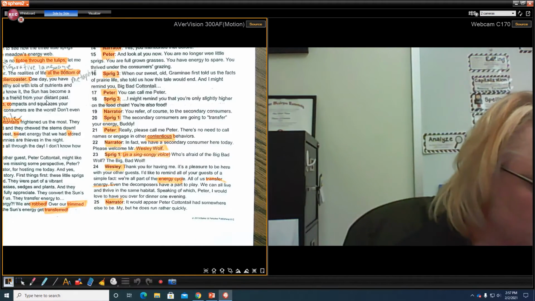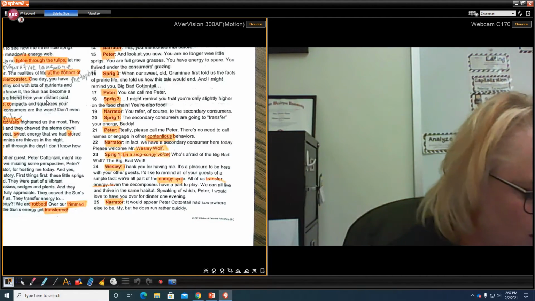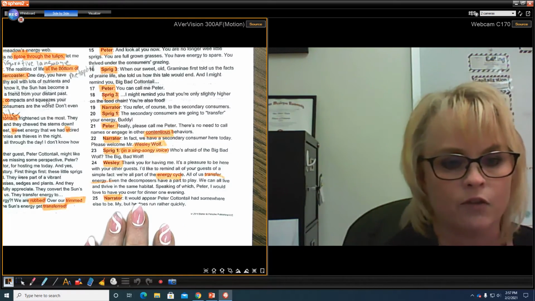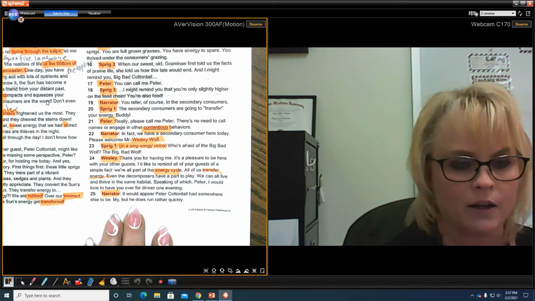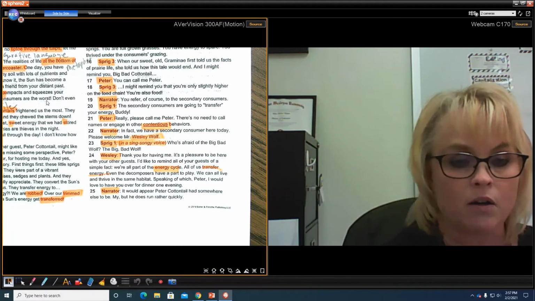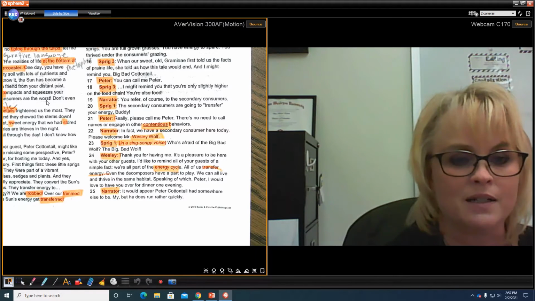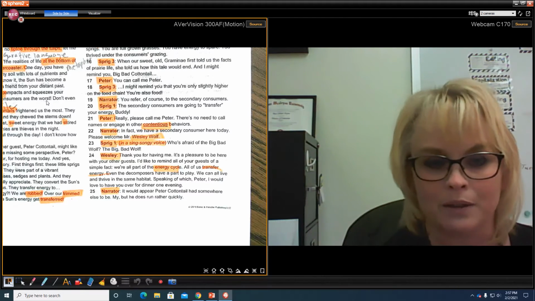Even the decomposers have a part to play. We can all live and thrive in the same habitat. Speaking of which, Peter, I would love to have you for dinner one evening. Narrator: It would appear Peter Cottontail had somewhere else to be. My, but he does run rather quickly.